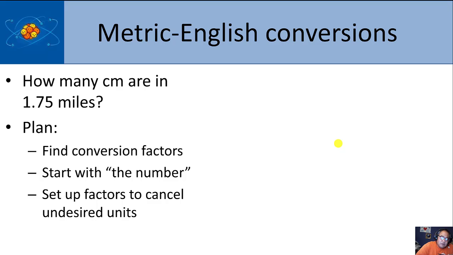Okay, so that's the idea of using unit conversion for prefixes, but there's a lot of other times when we would use unit conversions, and one of the common ones is what we call English to metric conversion. The English system is what we use here in the United States. It's inches and feet and miles and things like that. Now, let's do a calculation. How many centimeters are in 1.75 miles?